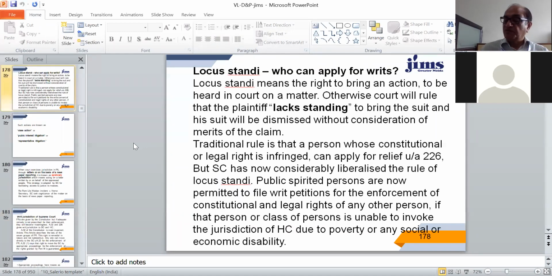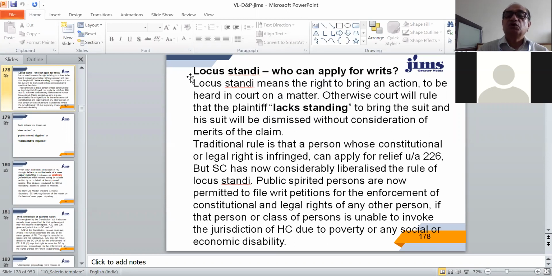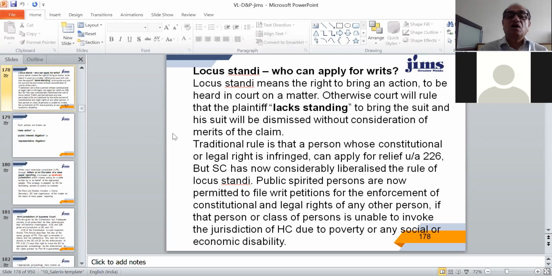Now, dear students, before drafting of an actual writ, you should know who can apply for it. Who has the locus standi? Locus standi means the right to bring an action to be heard in a court on a matter. Otherwise, the court will rule that the plaintiff lacks standing. To bring the suit within the cognizance of the court, you should have a locus standi. Otherwise, your suit will be dismissed without consideration of the merits of the claim.